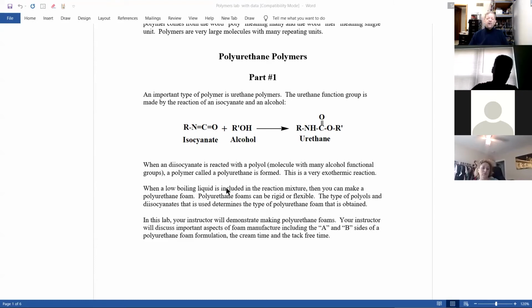Now, because it's giving off heat, if you have a low boiling liquid in the reaction mixture, you can make what's called a polyurethane foam. And this foam can be rigid like bricks or flexible like your pillow. And there are 2 different types. We used to make both in the lab, and I couldn't get the chemicals anymore for the flexible. So if we were working, you would make the rigid foam.